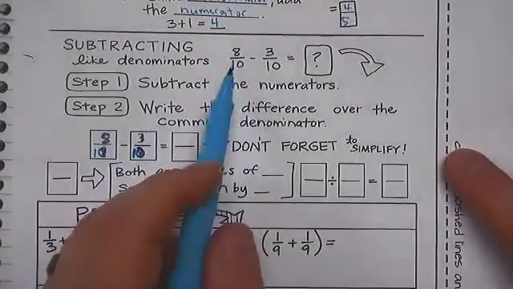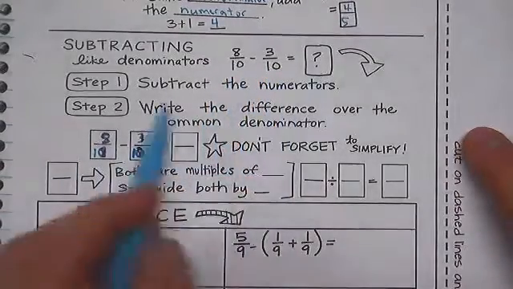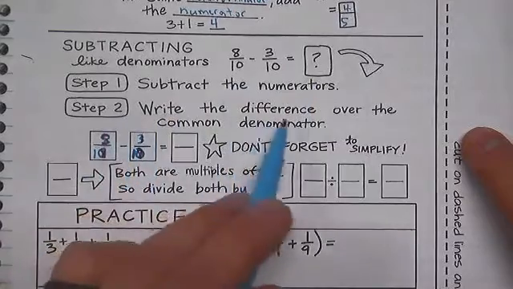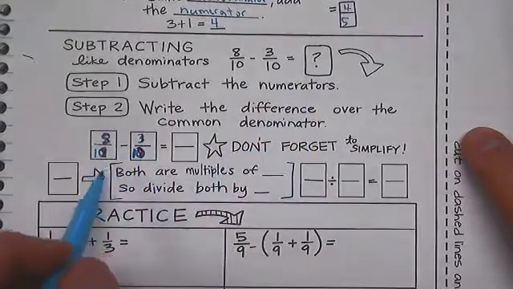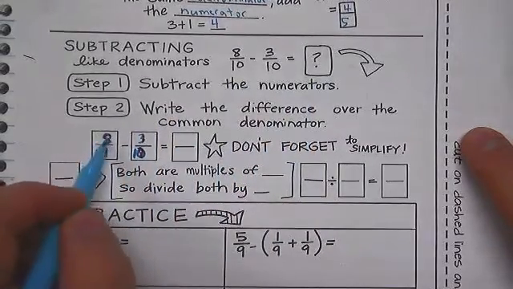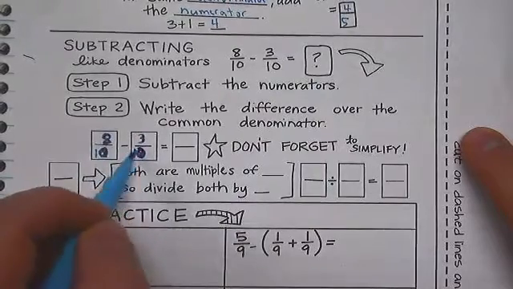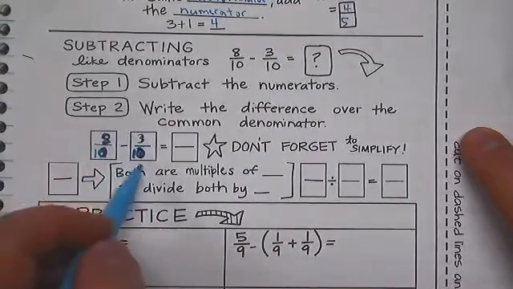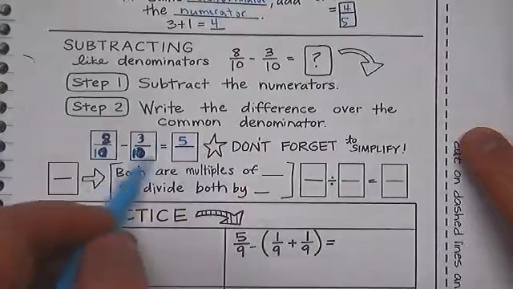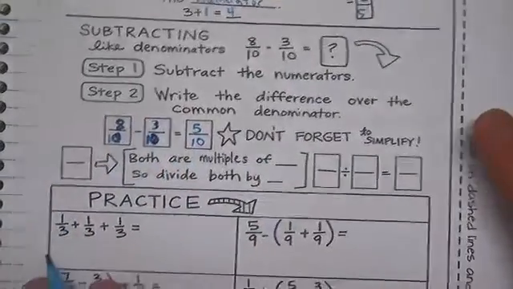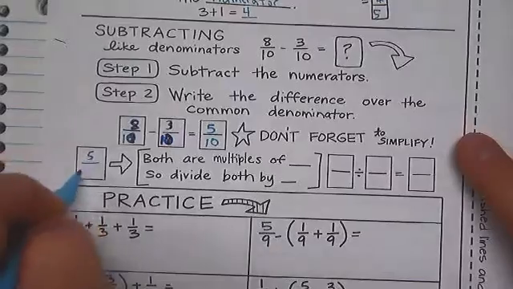So we have 8/10 minus 3/10. All right, we have to figure out what that is. So subtract the numerators. That's what we have to do, and write the difference over the common denominator. So here we have 8/10 minus 3/10, right? And so 8 minus 3 is 5. And what's the common denominator? 10. Don't forget to simplify. So we have to simplify this fraction.